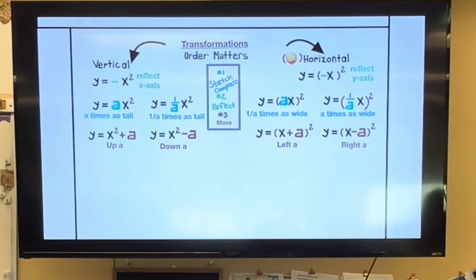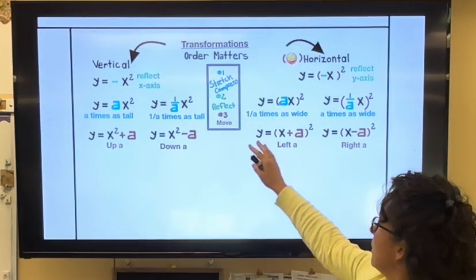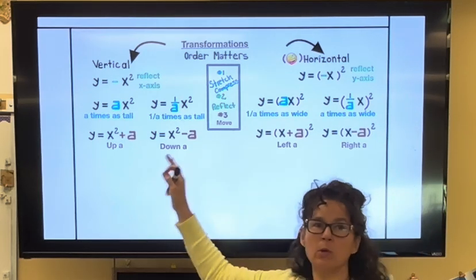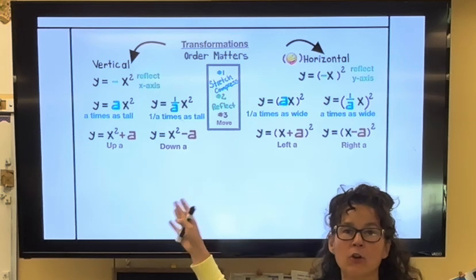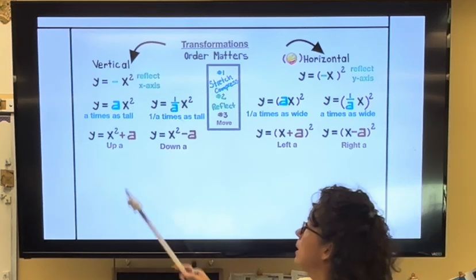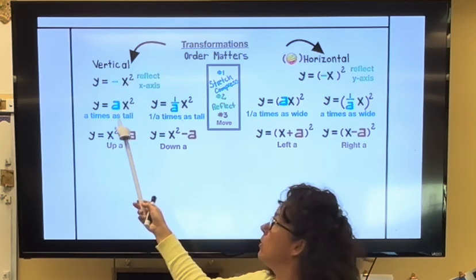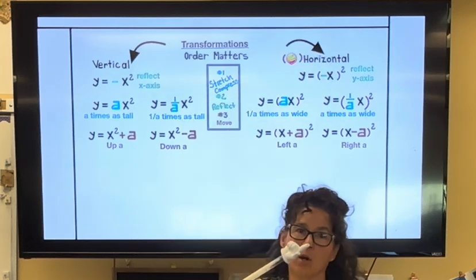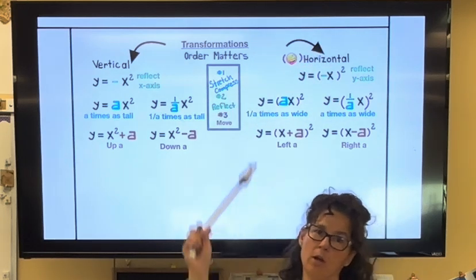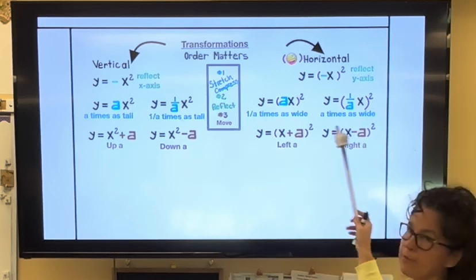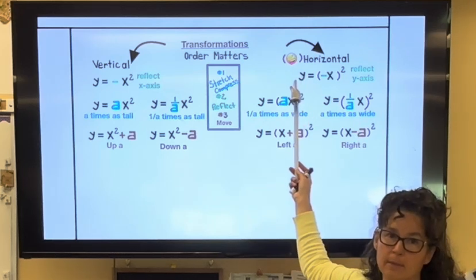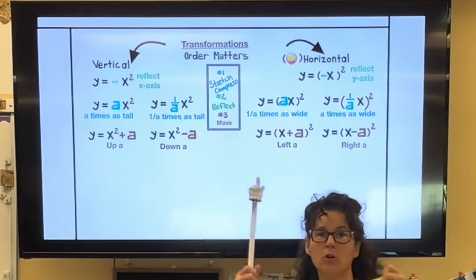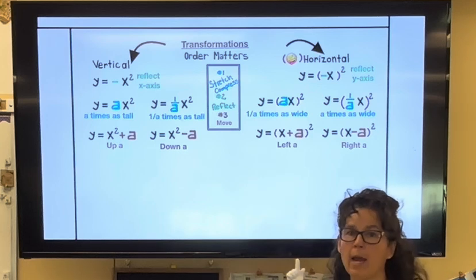Let's go ahead and run through some transformations. One big picture idea that I want you to keep in mind is you're always looking: is the symbol inside or outside of grouping symbols? If it is outside of grouping symbols, it's going to affect something vertically. In other words, the height, shifting it up or down, or reflecting across the x-axis. And if what's happening is inside of grouping symbols, that's going to affect something horizontally. So the width, or moving something right or left, or reflecting across the y-axis.